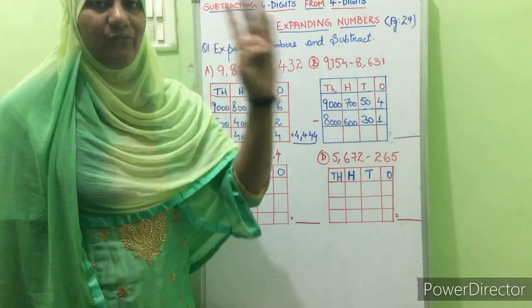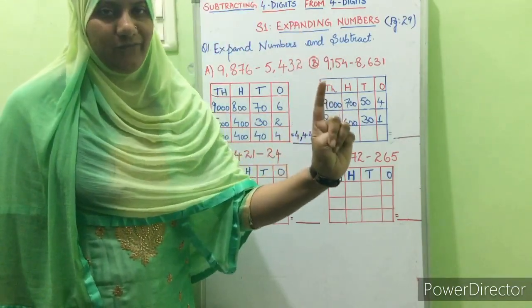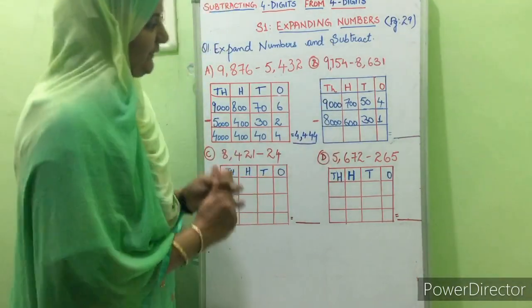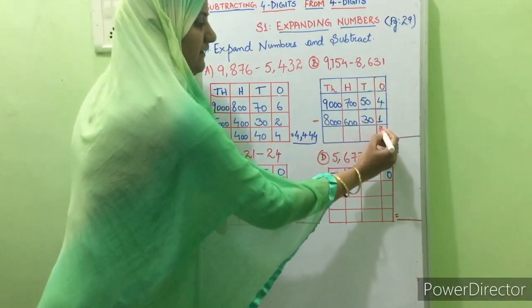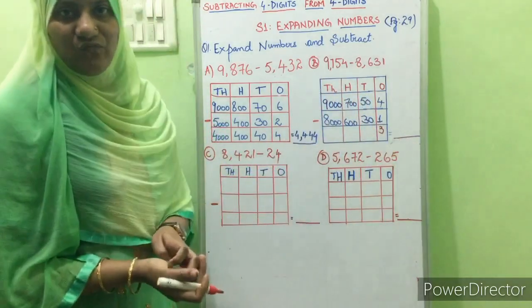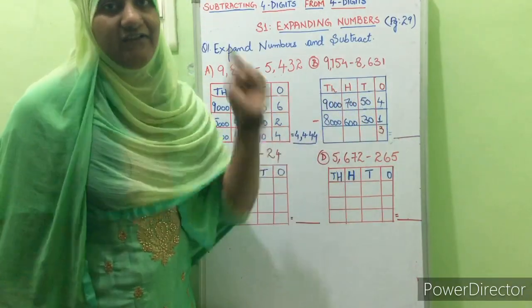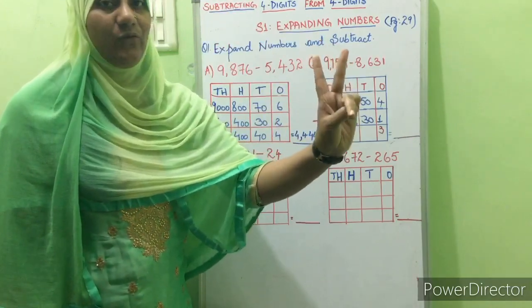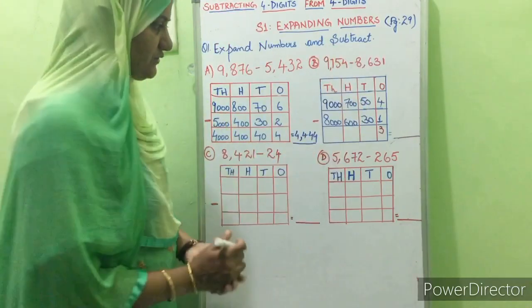So let us start counting children. 4 in the mind, 1 finger up. Before 4, 3. So what is the answer? 3. So simple. Here 5 tens, 3 tens. So let us start. 5 in the mind, 3 fingers up. Before 5, 4, 3, 2. So 2 tens.